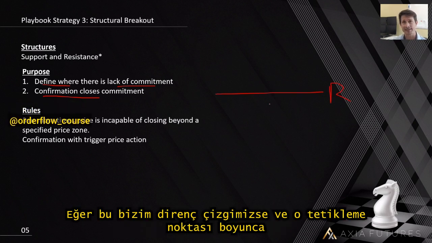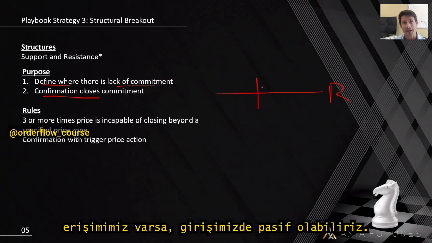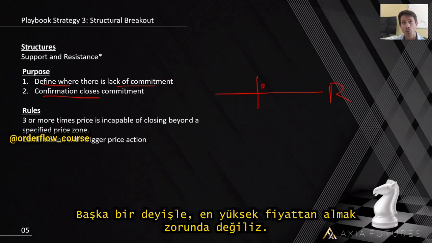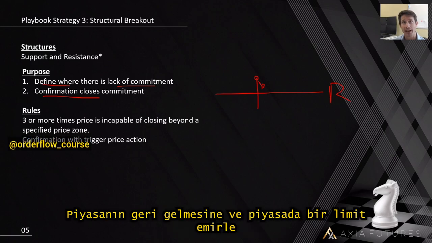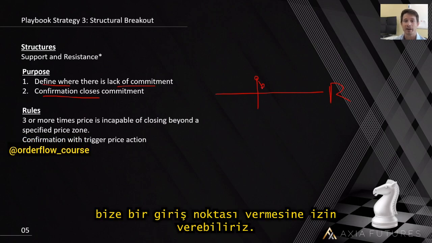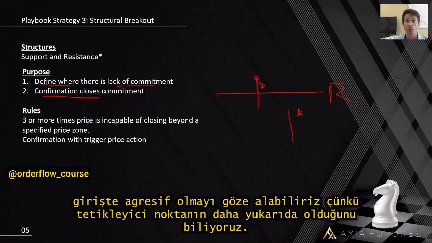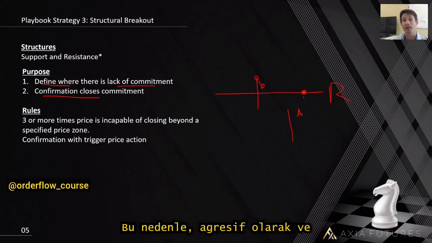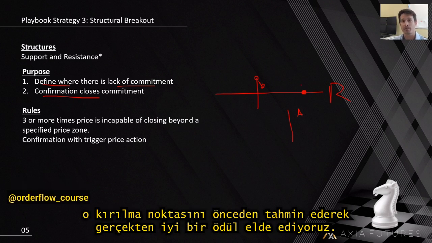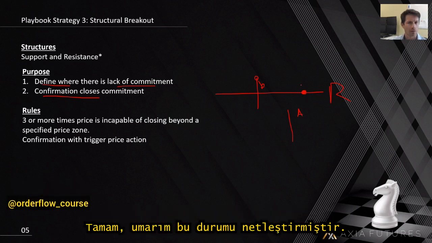If this is our resistance line and we have access through that trigger point, we can be passive in our entry. In other words, we don't have to buy the high price. We can allow the market to come back and give us an entry point with a limit order in the market. If, however, the access occurs before the resistance, we can afford to be aggressive on entry. Why? Because we know that the trigger point is higher up. Therefore, we're getting really good reward by being aggressive and by preempting that break point. Hopefully that clears that up.